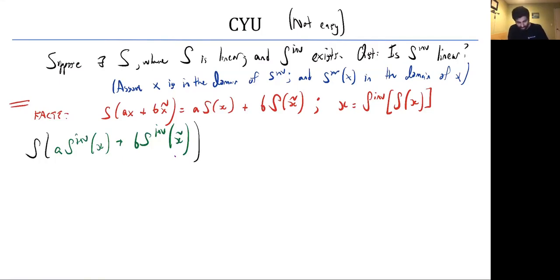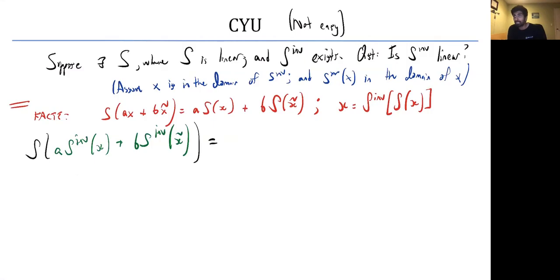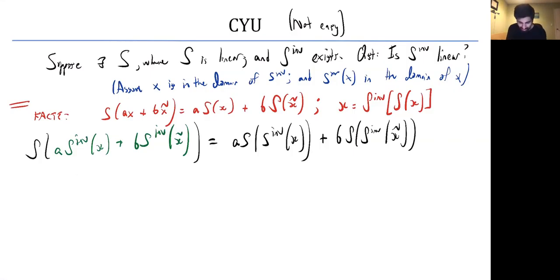Why? Because if I can write it like this, this is a valid input to my system. And you can now apply the property of linearity to recast this as A S of S inverse of X plus B S of S inverse of X tilde. Now that I've written it in this way, what is this equal to? Well, remember that S of S inverse of X is nothing but X. So I can rewrite this as simply AX plus BX tilde. If any of the steps don't make sense, feel free to pause the video and digest them.